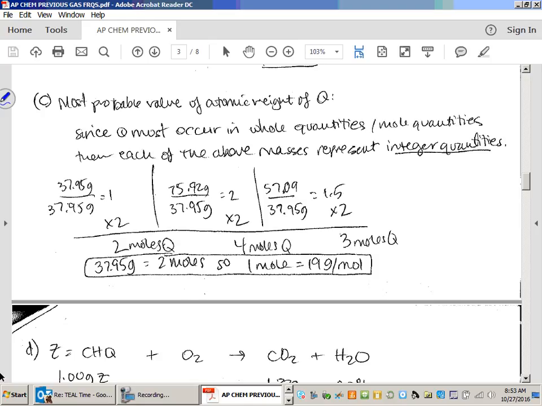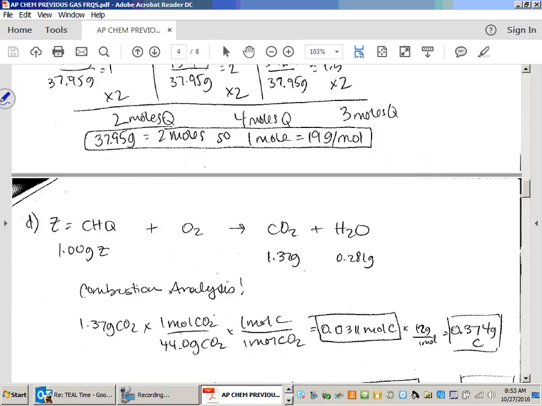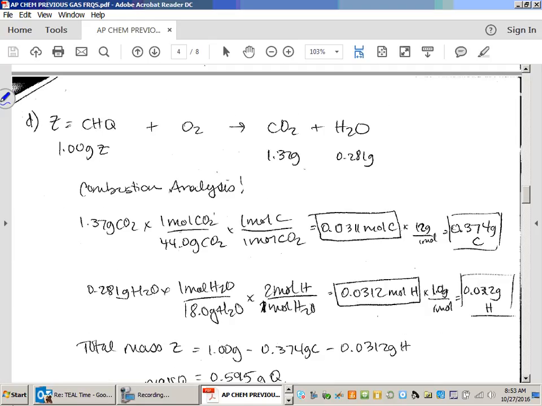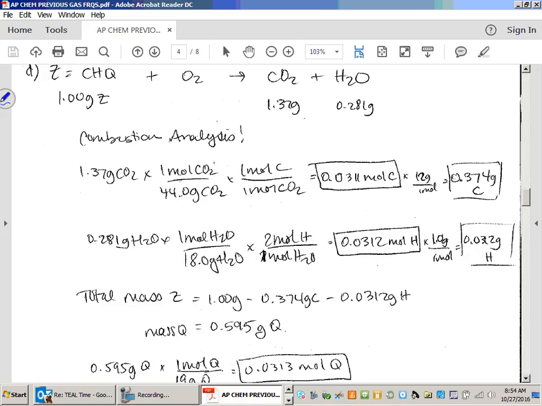Alright, in part 2D, combustion analysis makes a comeback. That's where we had a specific amount of carbon dioxide made, water made, and you had your grams of your Z compound, which had Q, carbon, and hydrogen in it. To me, it screams combustion analysis. Did anybody else see that? It's empirical formula with combustion analysis where you take your carbon dioxide and your water to their individual components of C and H.